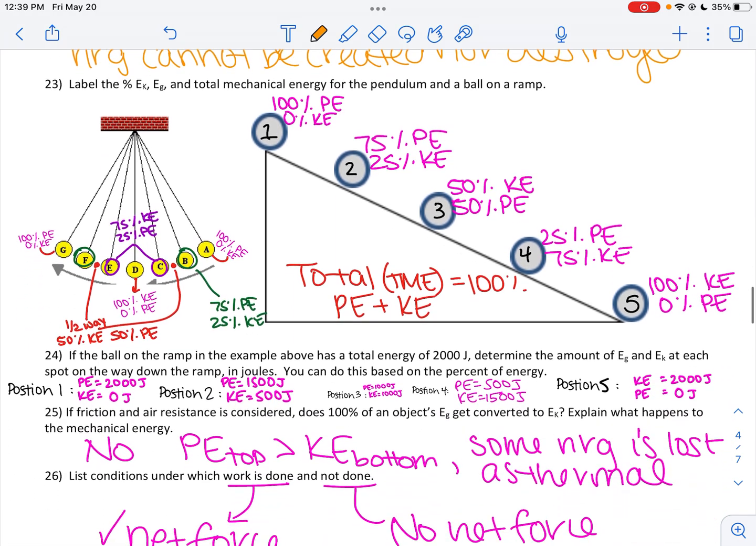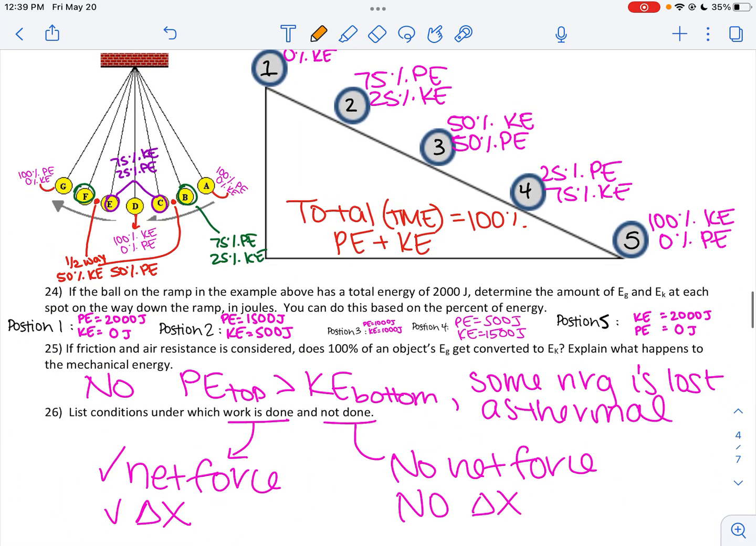Okay. A couple of ones there was solving. If I know total energy is 2,000 joules, that means if you look at the circled objects above on the ramp, at position 1, 2, 3, 4, and 5, I'm going to have a total of 2,000 joules of energy. So halfway down at 3, I have 1,000 joules of potential and 1,000 joules of kinetic, always adding back up to be that 2,000.